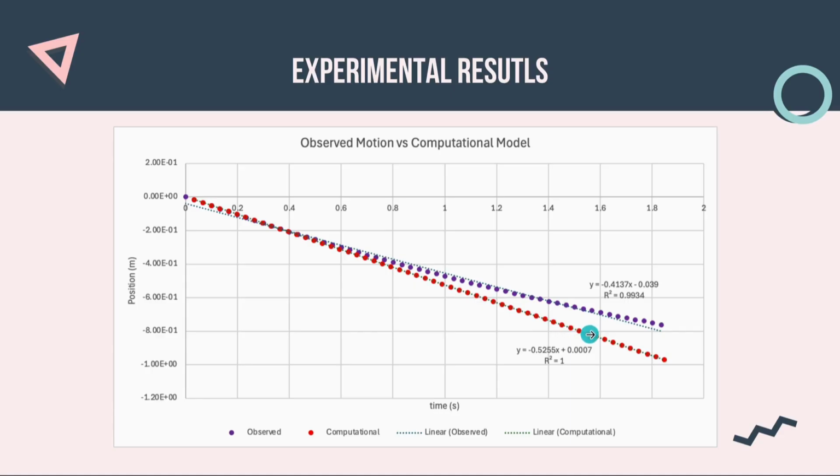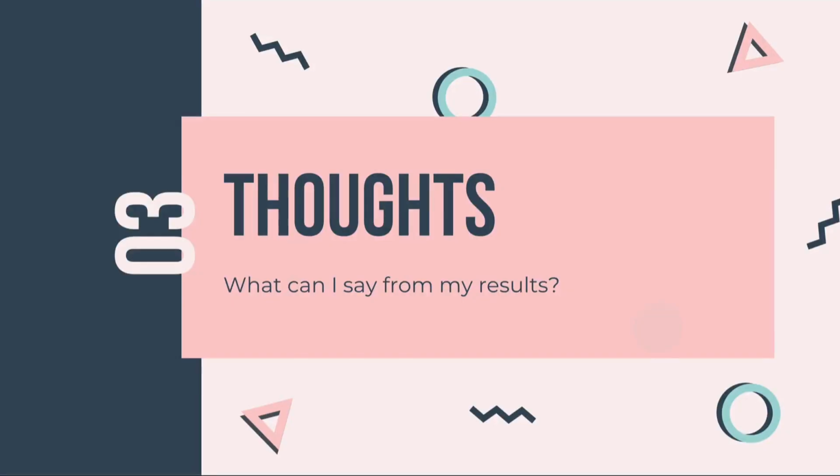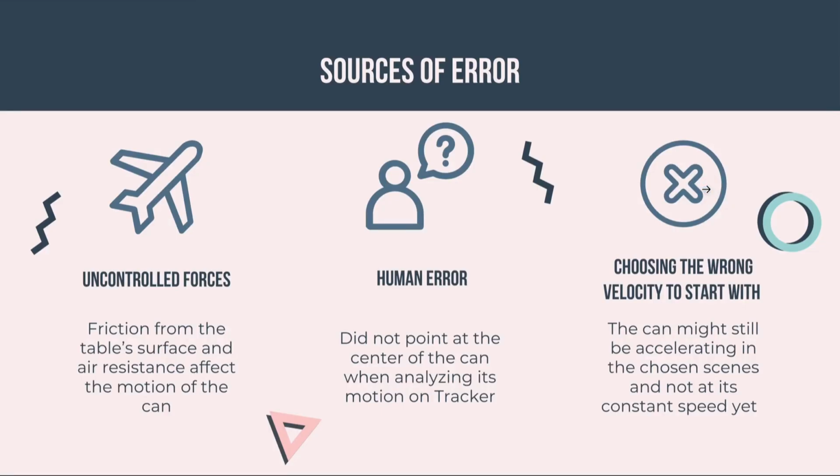But here's a graph of the two motions that we observed. The red line is the computational model, and it is perfectly linear as its R squared is equal to 1. But the purple line is our observed motion in real life, and its R squared is 0.9934, which is close enough to 1. But as you can see, toward the end, they start to diverge from each other, meaning that there's some force acting upon my can toward the end that's slowing the velocity.